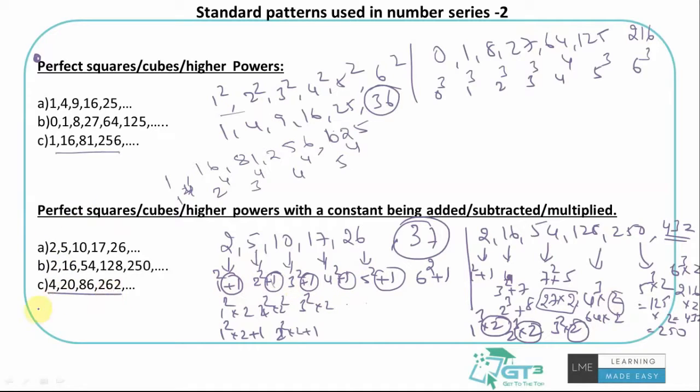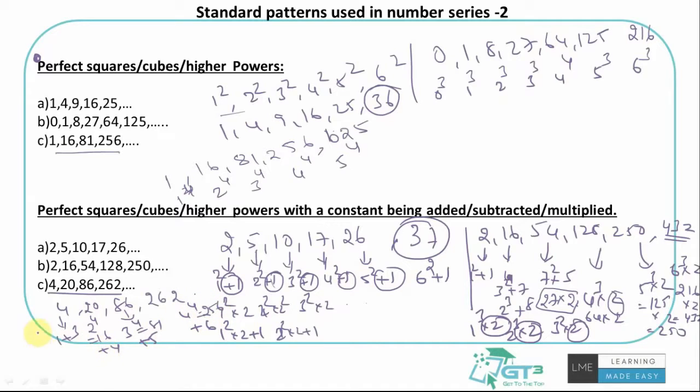Let's look at this example. 4, 20, 86 and 262. So here again I see something like 1 plus 3 or 1 square, 1 cube, etc., right? So again here I would see 2 power 4 is 16 plus 4, right? Here I would say 3 power 4 is 81 plus 5 is 86. 4 power 4 is 256 plus 6.